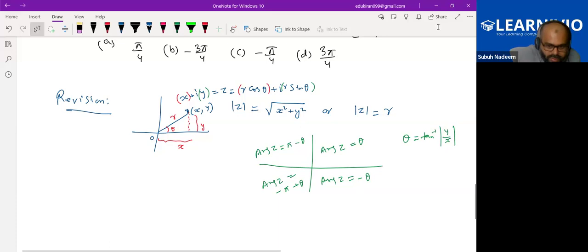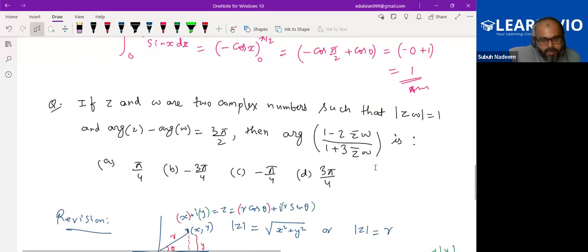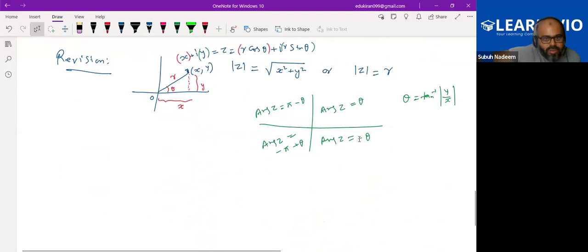Okay, so I hope you have written this small part. Now this is the question here. There is modulus here, argument also, and conjugate also. If z is equal to x plus iy, then the conjugate of z, that is z bar, is equal to x minus iy. So this is the small definition of conjugate.